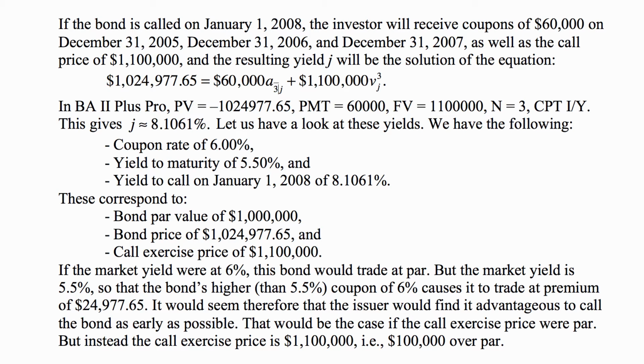It would seem, therefore, that the issuer would find it advantageous to call the bond as early as possible. That would be the case if the call exercise price were par, but instead the call exercise price is $1,100,000, so it's over par and over that price that was paid for the bond. It's pretty high.